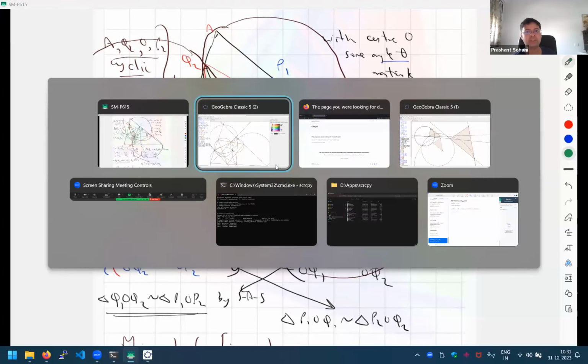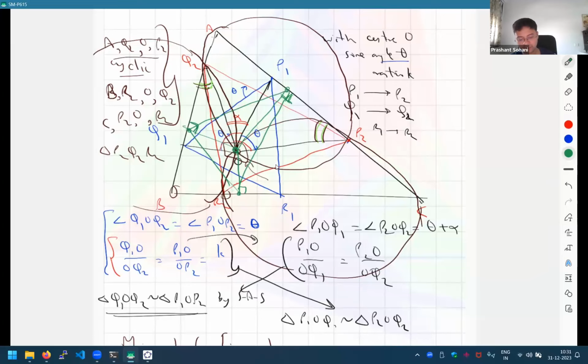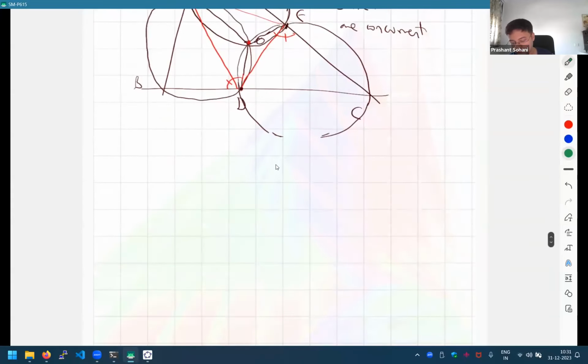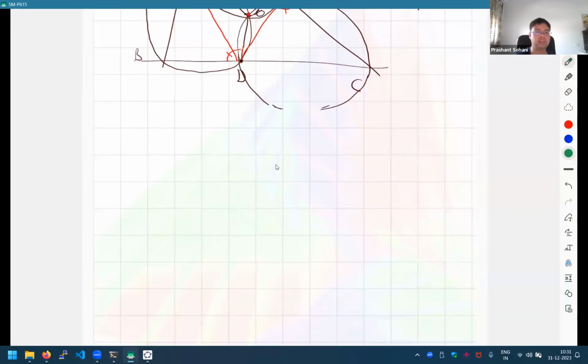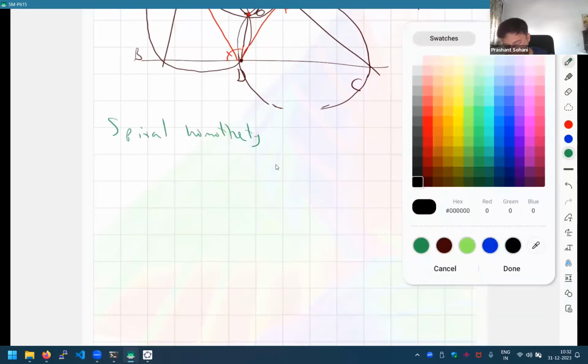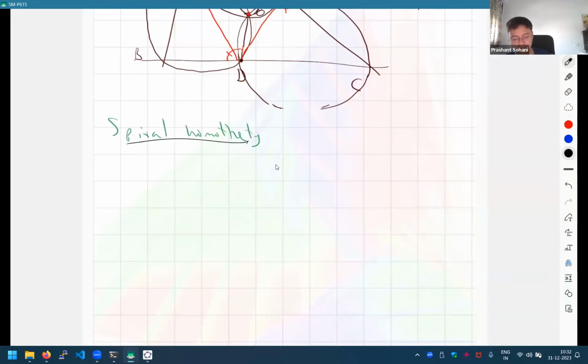Okay, so this was one application of spiral homothety, but there are many applications to be studied. We will continue to study spiral homothety for at least another lecture, maybe even more than one. Just to illustrate some more ideas that spiral homothety helps us deal with, like we have already seen similar triangles, right? Whenever you have similar triangles, spiral homothety has a lot to say.